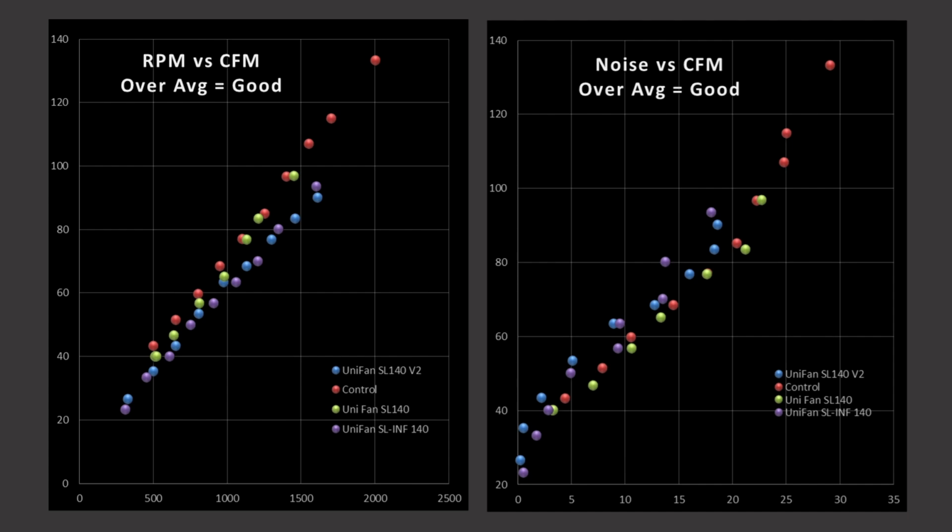It's different than the other tests with the control fan. The control fan is the A14 on this test for 140s, while on 120s, it is just the A12X25. And the reason for that is 120s and 140s use a different testing apparatus here, so they cannot be directly compared against each other in the CFM test. And we do see that they line up fairly closely with each other. However, the SL-140 V2 and the Infinity are a little bit underneath the control fan here.